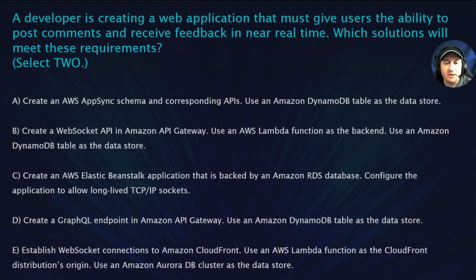C is to create an Elastic Beanstalk application that is backed by Amazon RDS and configure the application to allow long-lived TCP/IP sockets. The fourth option, D, is to create a GraphQL endpoint on Amazon API Gateway and use DynamoDB as the data store again. And the last option is to establish WebSocket connections using CloudFront and use a Lambda function as the CloudFront distribution origin. But this time you would use Aurora DB as the data store.